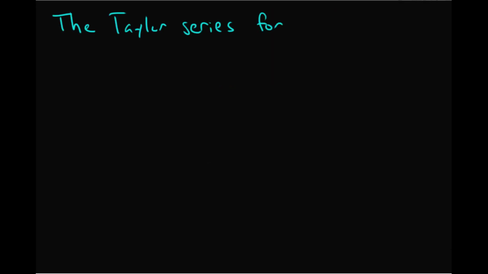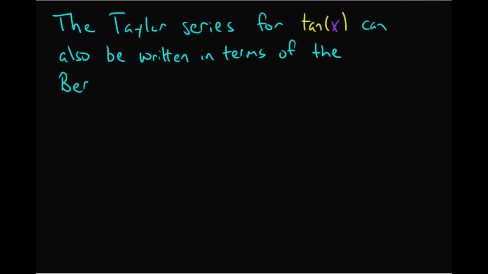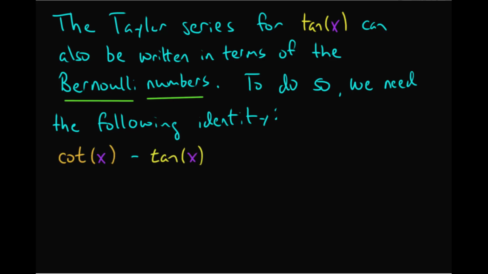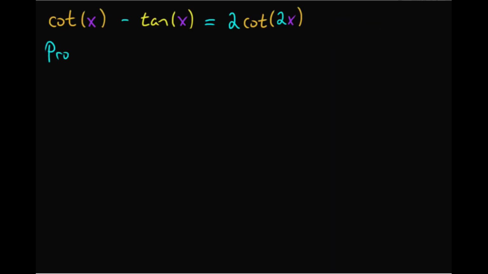So we just saw that the Taylor series for the cotangent function can be written in terms of the Bernoulli numbers, and it turns out that the Taylor series for the tangent function can also be written in terms of Bernoulli numbers. But to do so, to derive that relationship, we need the following identity. Cotangent of x minus tangent of x equals 2 times cotangent of 2x. So here's a brief and to the point proof of that identity.